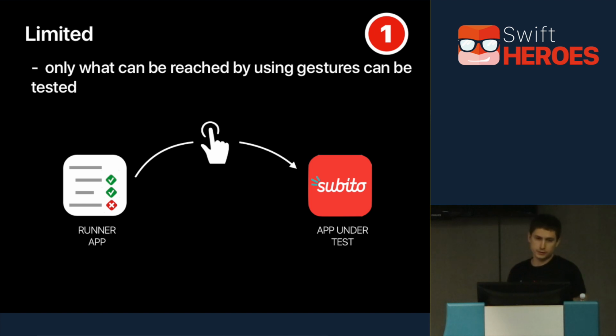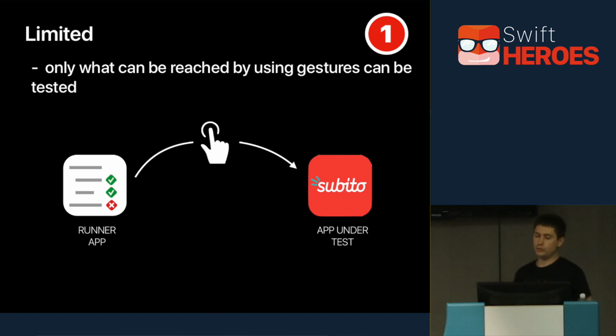So the first issue is that they feel limited. When I look at the UI word in the name of this technology, I somehow naively imply that they should allow us to test the entire user interface of an application. But that's actually not the case. In fact, it only allows you to test the parts of an application that can be reached by using gestures. This can, of course, significantly reduce the parts of an app that can be tested.